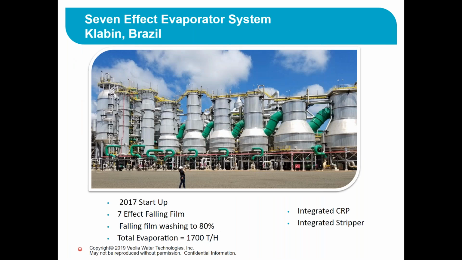And then we get into some of the new falling film trains we do around the world. One of the more recent ones we've done is a 7-effect evaporator system for the Klabin Puma mill in Telemaco Borba, Brazil. It started up in 2017. It's a 7-effect falling film going to 80% solids, 1,700 tons per hour, with an integrated ash treatment, integrated stripper, soap skimmer, and methanol integration. It's a very large state-of-the-art system, and they're doing an upgrade there, and we're building a new train to support the upgrade, another 7-effect train.